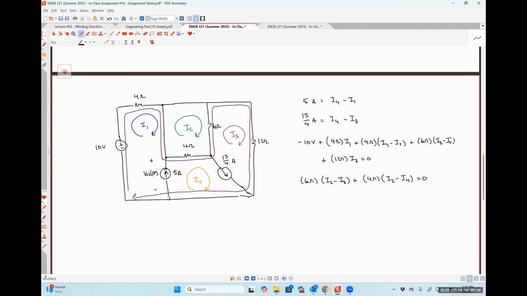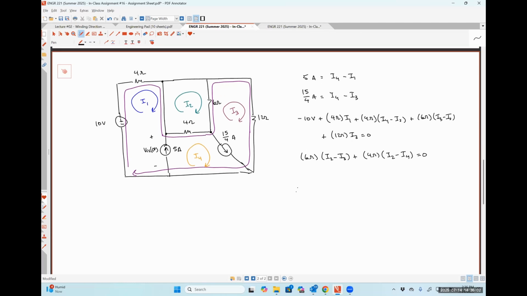In my third equation, my coefficient for I1 is +4. My coefficient for I2 is -4 minus 6. My coefficient for I3 is 6 plus 12. My coefficient for I4 is +4. My constant term is +10. And in my fourth equation, my coefficient for I1 is 0. My coefficient for I2 is 6 plus 4. My coefficient for I3 is -6. My coefficient for I4 is -4. My constant term is 0.